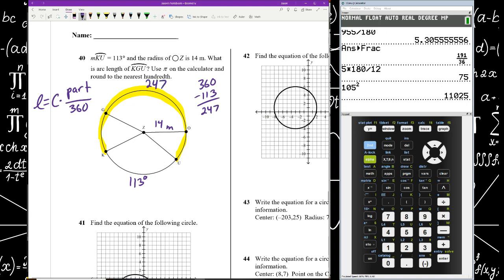Formula for circumference, 2 pi r. So 2 pi times the radius of this one, which is 14, times the part, which now we know is 247 over 360.